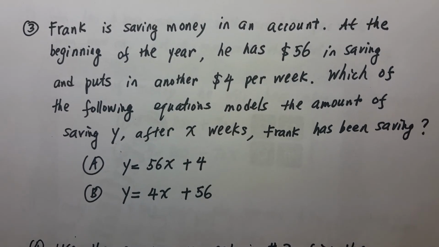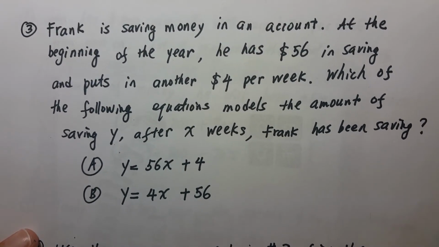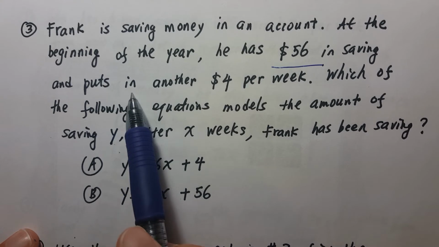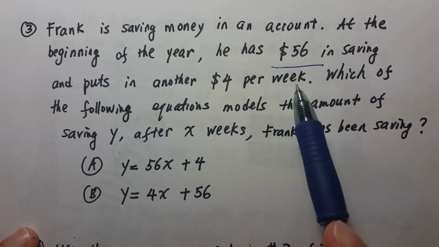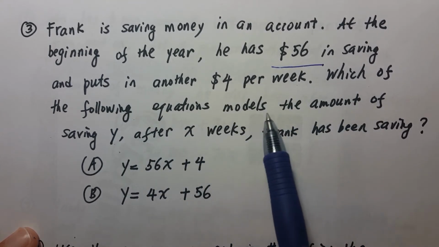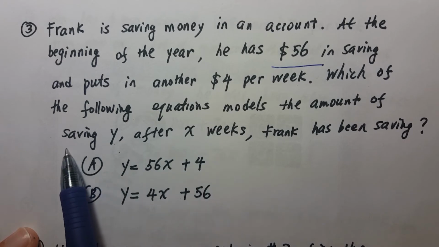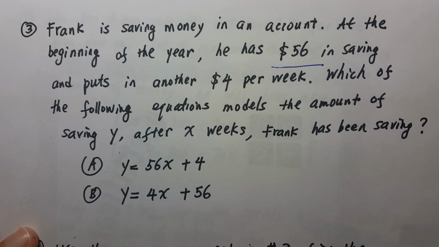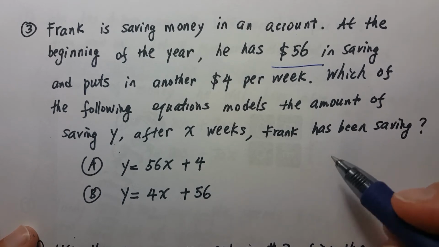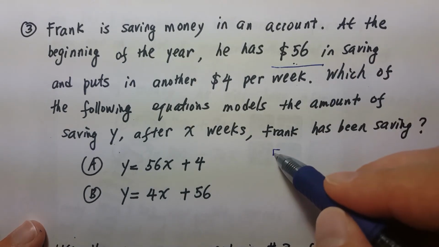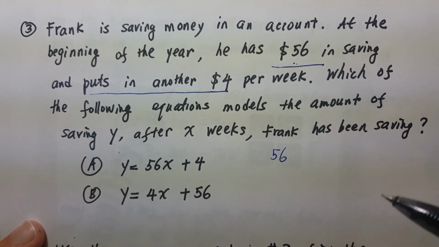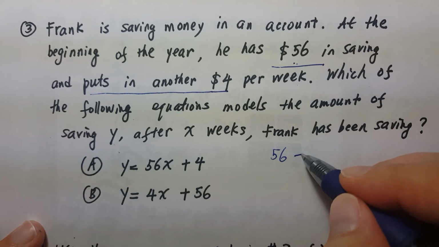Number 3 is that Frank is saving money in an account. At the beginning of the year, he has $56 and puts in another $4 per week. Which of the following equations models the amount of money, the savings Y, after X weeks Frank has been saving? So we still have to find a pattern. He begins with $56, and then he puts in $4 per week. That means he's going to get more money, so we add.